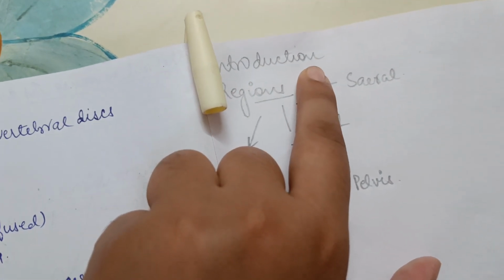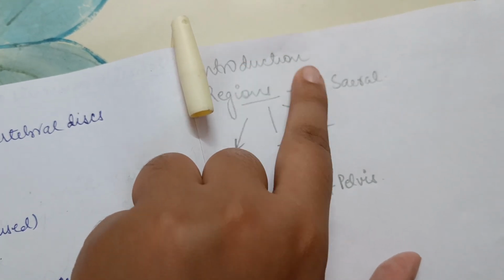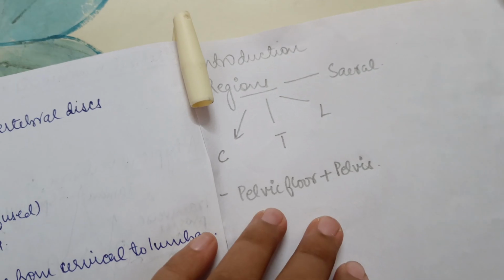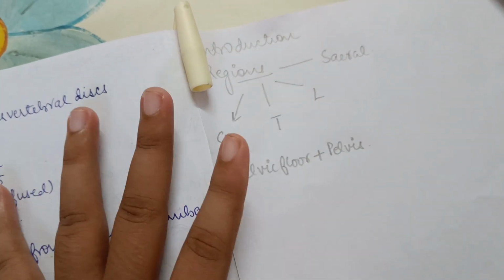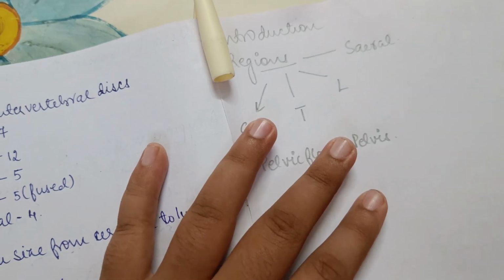The introduction includes all things about disc, lamellae, body, pedicles, everything. And then it has to be divided according to the region, which is cervical, thoracic, lumbar, sacral, pelvic floor and pelvis. So this is a simple trick to remember everything in detail about vertebral column. So now let's begin with vertebral column.